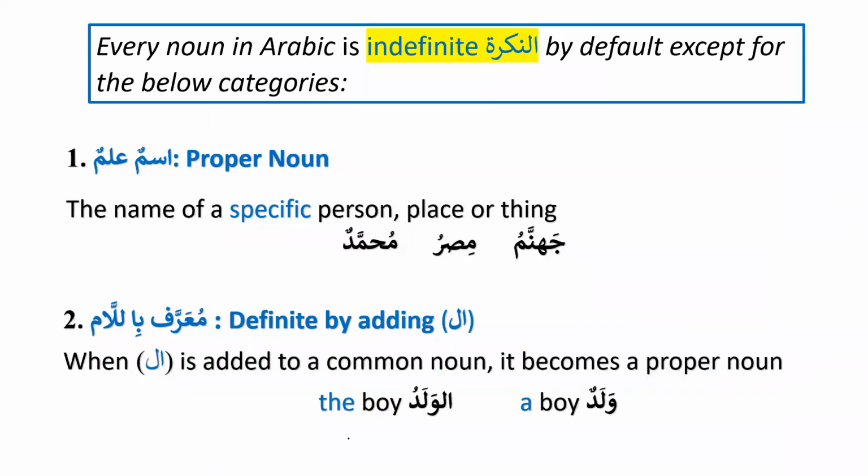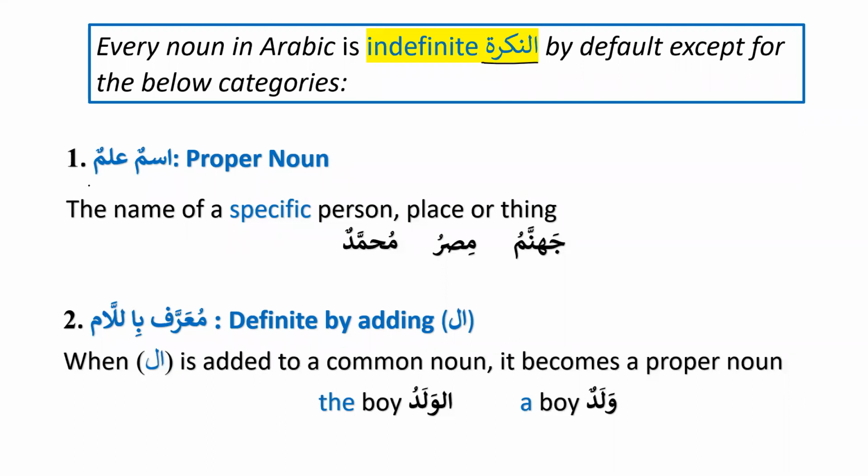Before we proceed into the lesson, you remember we started with the 4 properties of the noun, and we started with the capacity, and we saw that a noun can be indefinite or definite. It can be nakira and marifa. And we have a rule of thumb that in Arabic, every noun is indefinite. It's a nakira by default, except for the below categories. These are some of the categories that we learned in basic grammatical concepts, and now inshallah we will add to them as we keep progressing.